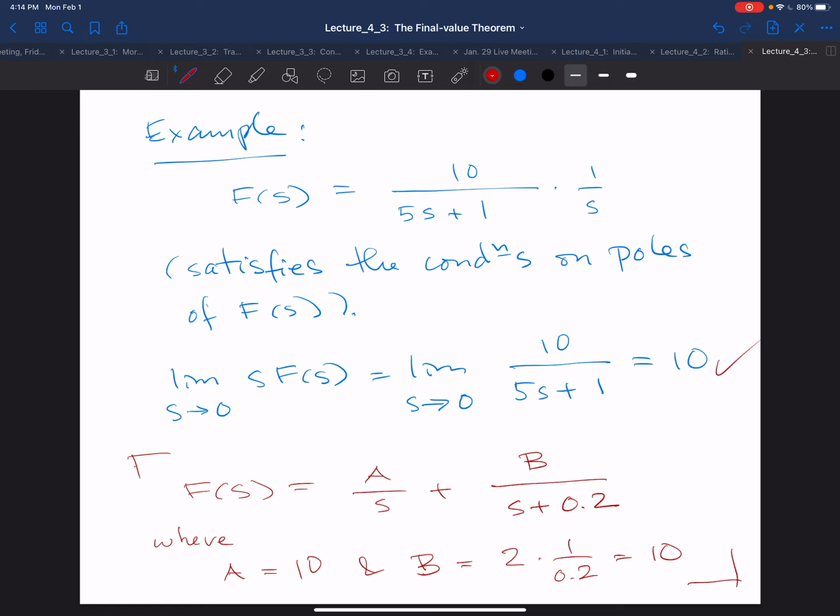And in fact, we didn't really need to find the value of b, because we know that the inverse transform of the second term in our partial fractions expansion is going to be a decaying exponential, right? It's going to be the constant b times e to the minus 0.2t. So as t goes to infinity, this is just going to decay to 0. But the inverse transform of this first term will be a times a unit step. So the final value of that term will just be a, which is 10. So indeed, the final value of the inverse transform of F(s) will be 10.